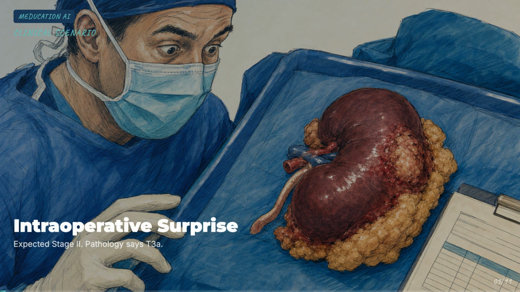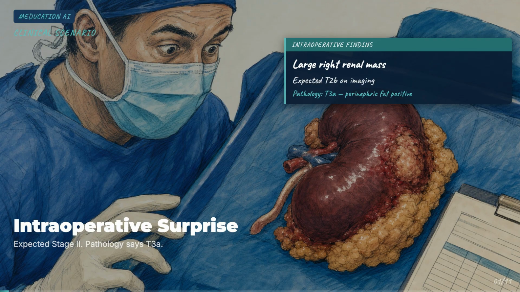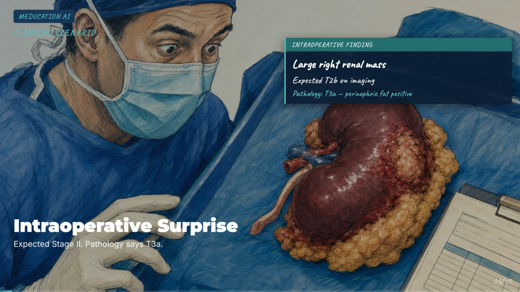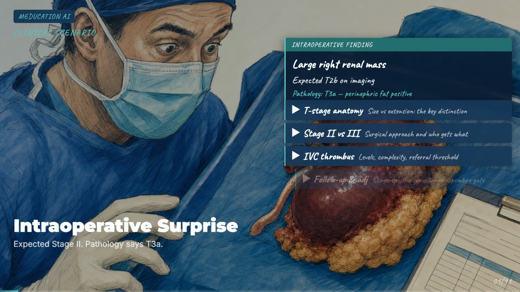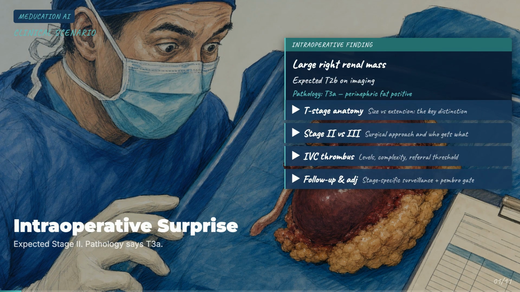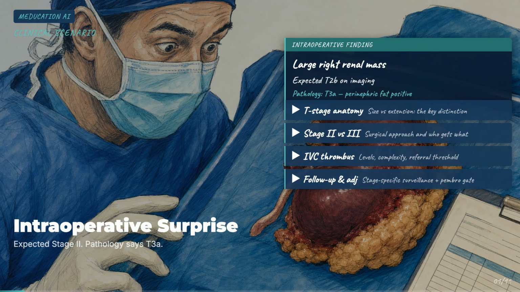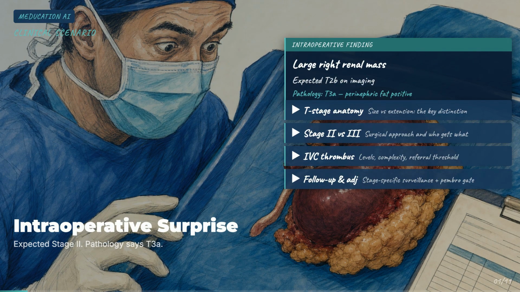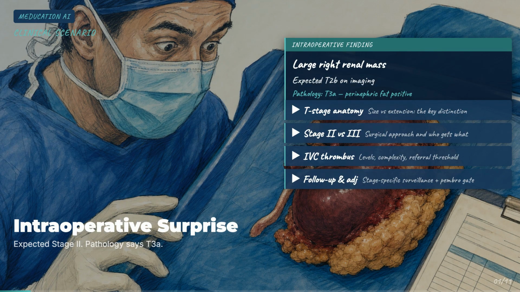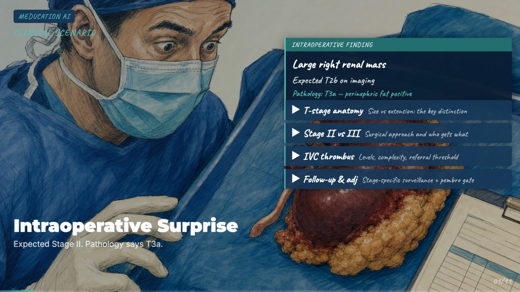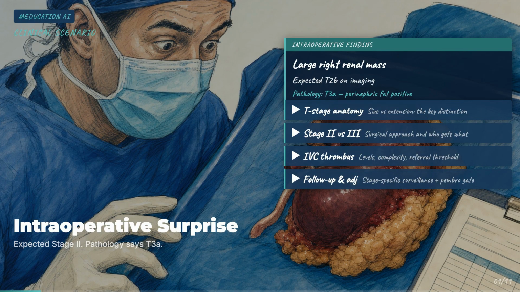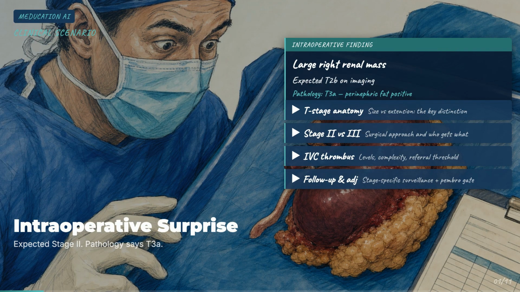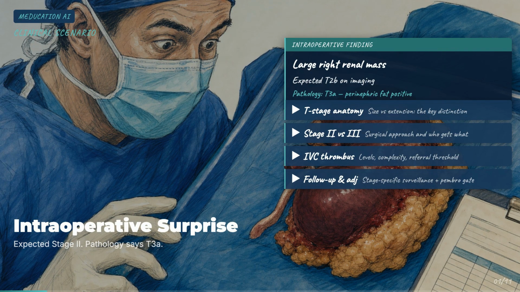You finish a right radical nephrectomy for what imaging called a large stage 2 mass. Pathology comes back T3a, tumor extended into the perinephric fat. You are now in stage 3 territory, and the decisions change. Different surveillance schedule, different adjuvant discussion, different referral threshold. Understanding what anatomically separates these stages is not academic, it is operational.